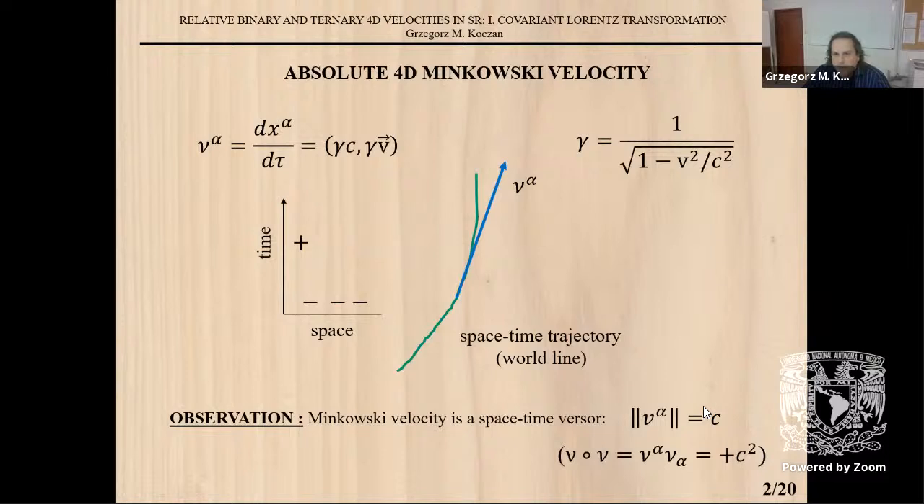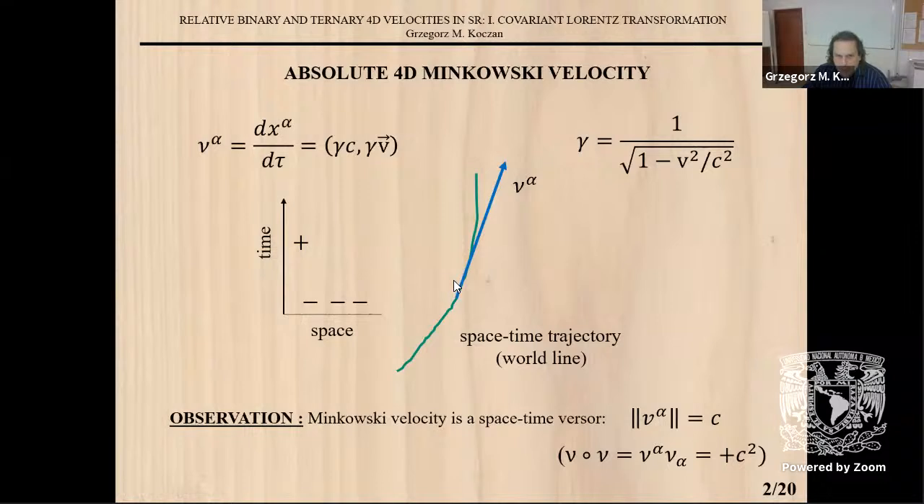In Minkowski space-time, the four-dimensional velocity, we define similarly as the derivative of position according to self-time, and we get for velocity the first component, the time component, gamma c, and the three-dimensional component gamma v, where v is the norm in three dimensions. Gamma, of course, has this formula. In space-time, I use signature plus for time and minus for space.